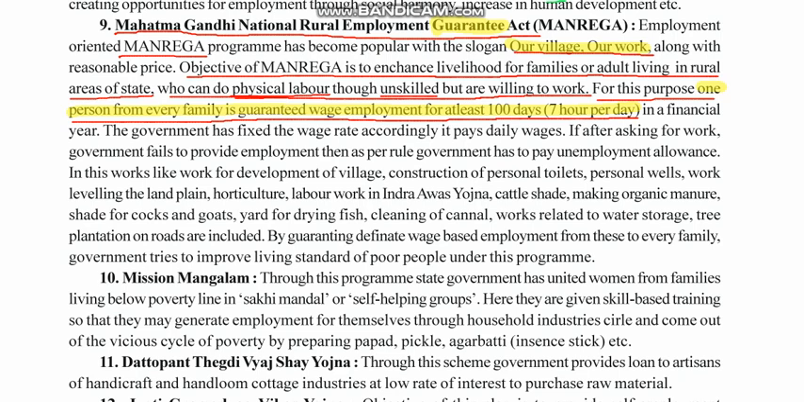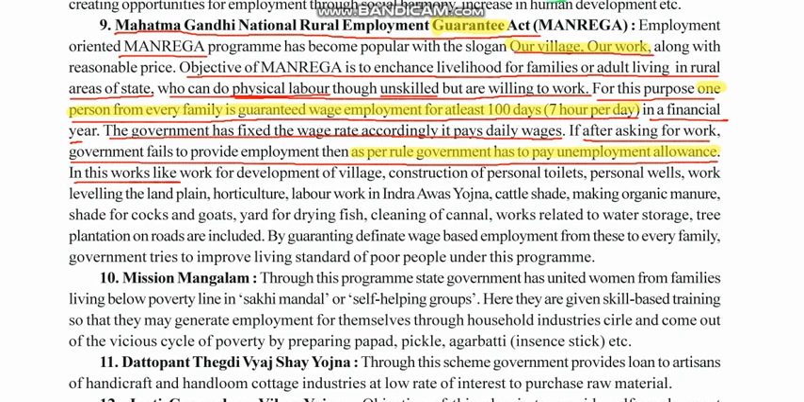So they are guaranteed work for 100 days out of a year, which is around 3 months in a financial year. The government has fixed the wage rate, and the wages, the money which is paid, are fixed by the government itself. If after asking for work the government fails to provide employment, then as per rule the government has to pay an unemployment allowance. If the government is not able to give work for any reason, it has to pay unemployment allowance, meaning without even working they are paid, and that's why it is known as the Guarantee Act.